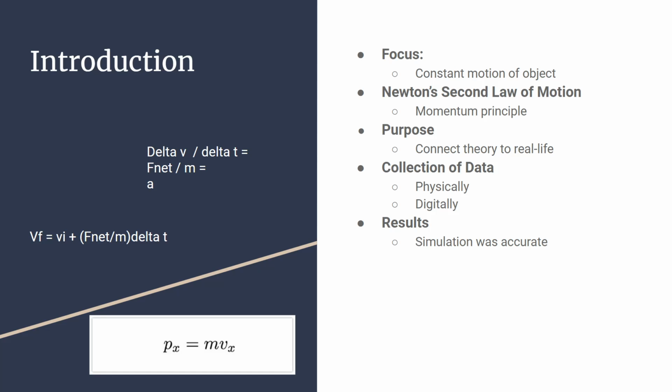This lab explores the constant motion experienced by an object, meaning that the speed and direction are unchanging. It includes a real-world demonstration of Newton's second law of motion, as the net force is zero, so the velocity is constant. The law is also known as the momentum principle and says that if an object is not experiencing any net forces, then its motion will not change.